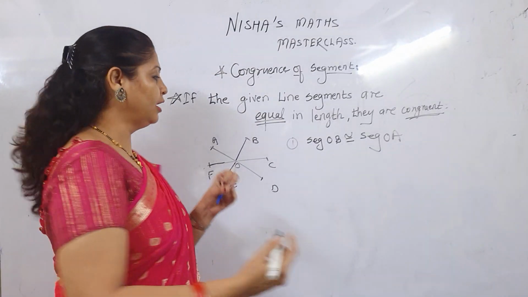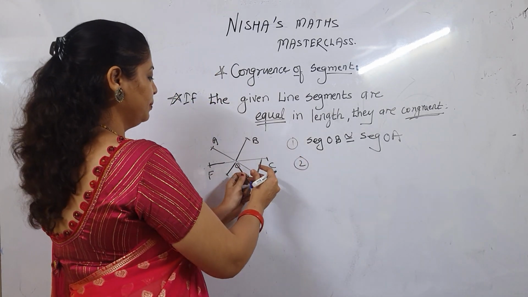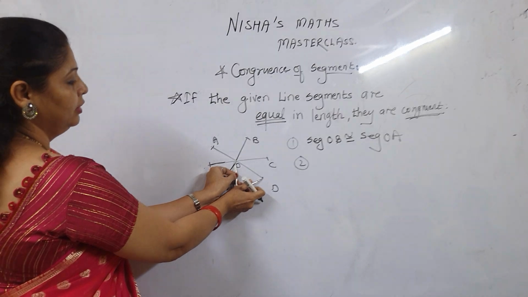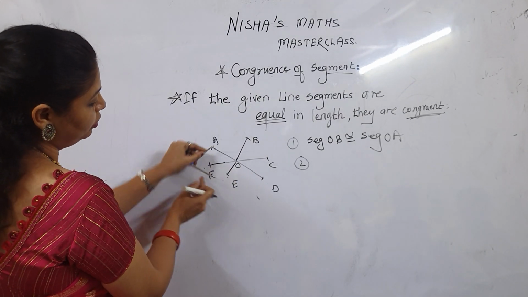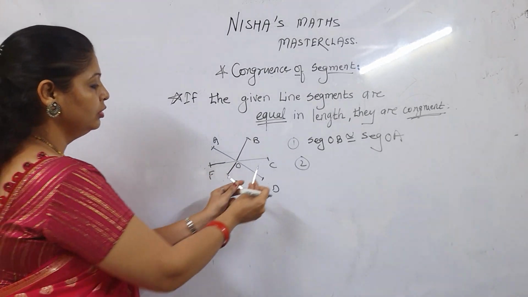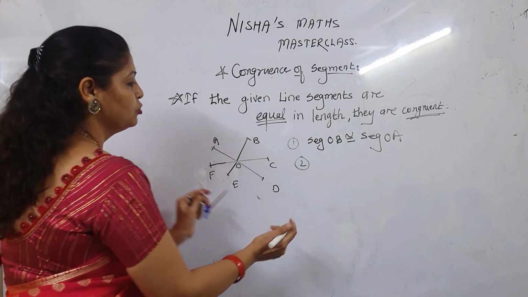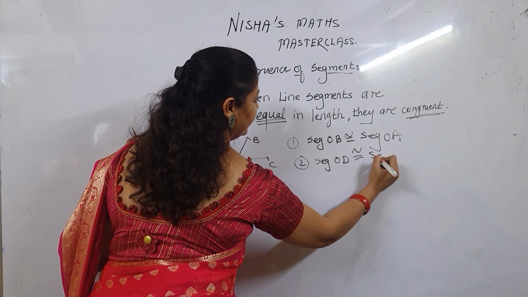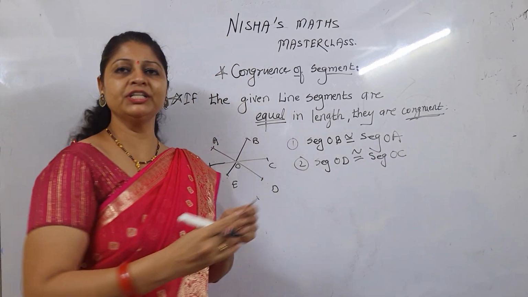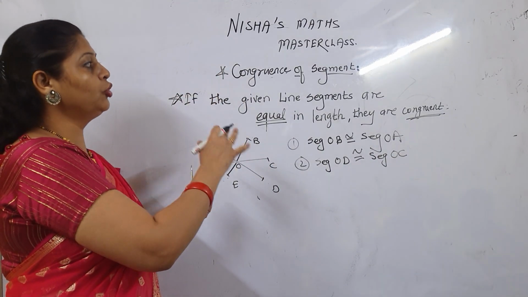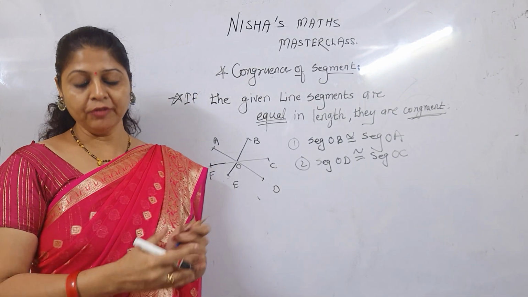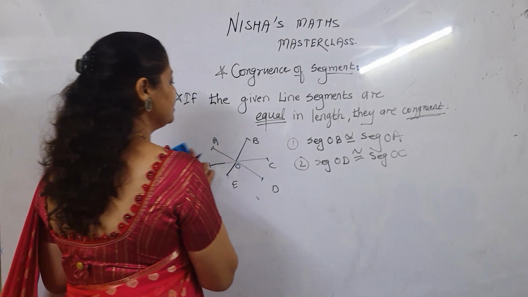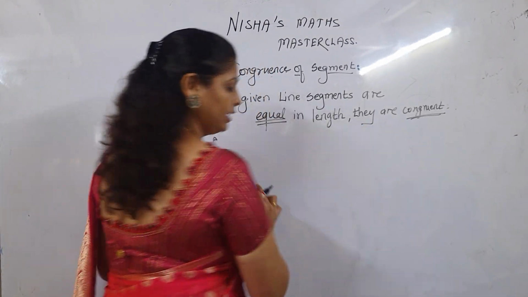Understand children? Now the second pair, for example OD. See, OD. Is it connected with OB? No. Then OC? No. So we have to connect with OC. So seg OD congruent seg OC. Got my point children? So this is the congruence of segment topic. Afterward, the next topic is congruence of angles. Everyone pay attention.